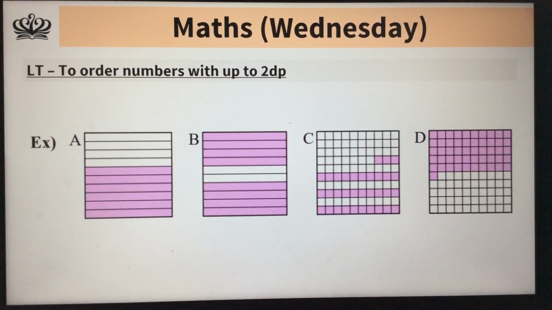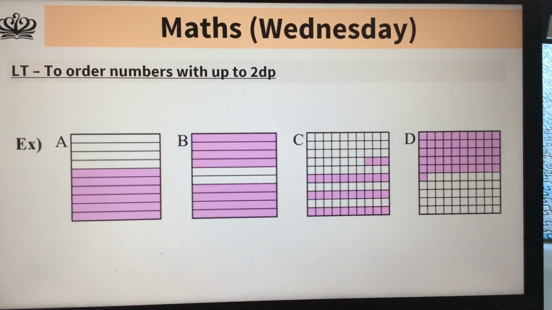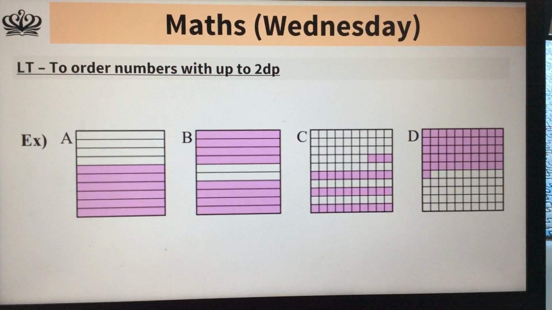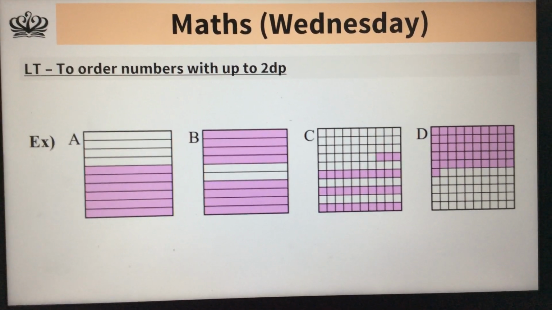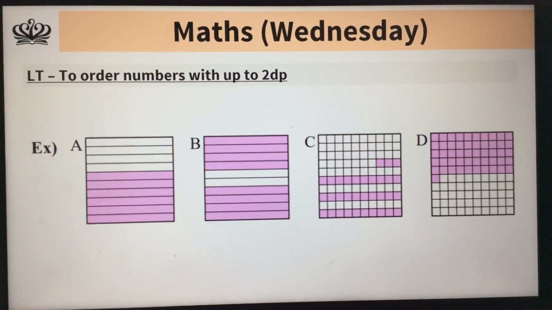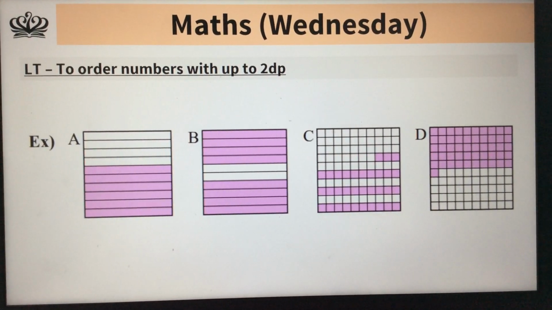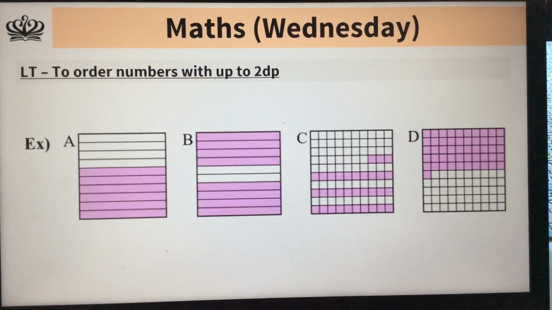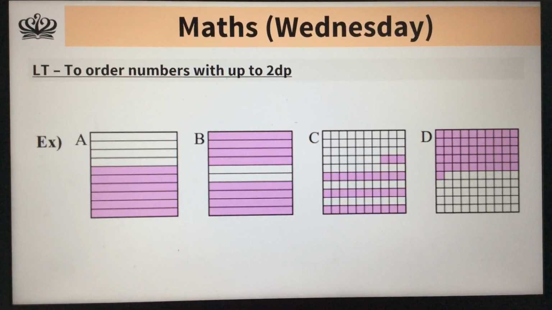Okay, so today is Wednesday, and Wednesday's maths, we are ordering numbers with up to 2 decimal points. So instead of rounding like we did yesterday, we're moving on to ordering them, okay? So we've got to use that really good knowledge that we should have of place value and understanding the numbers and the values of all the different digits in our numbers. Now, we'll be able to see how well you understand that with today's work.